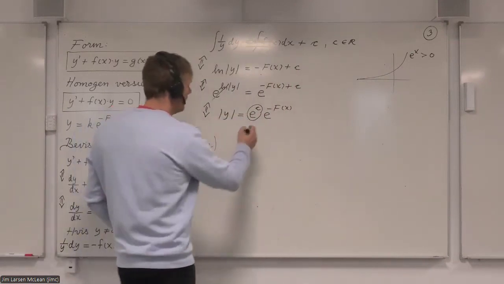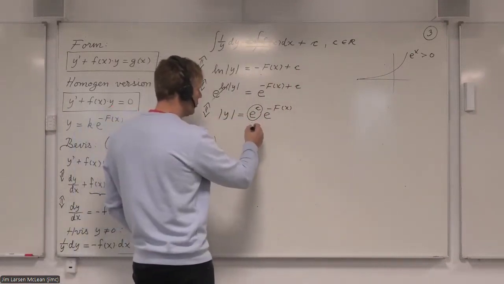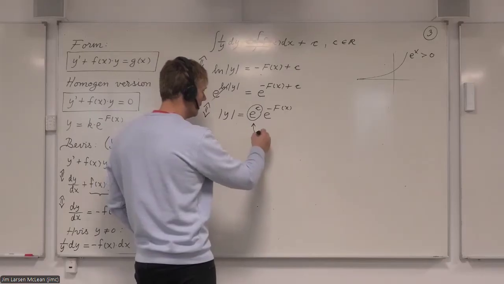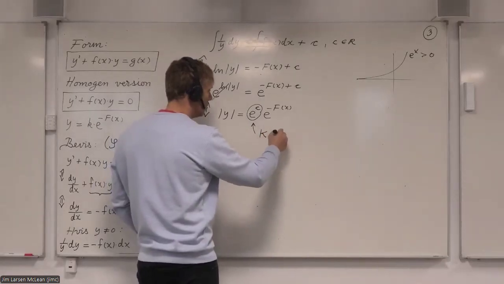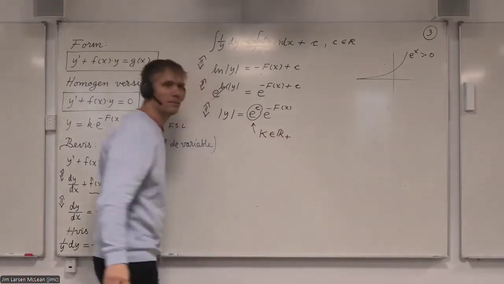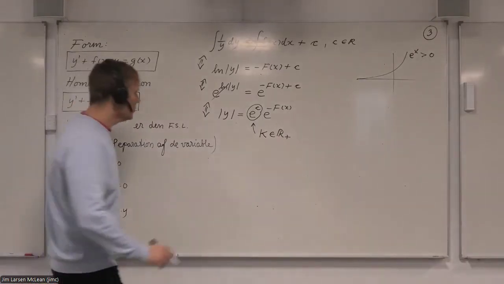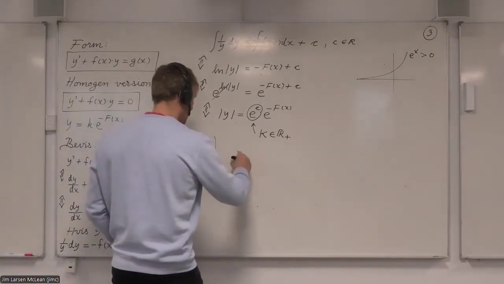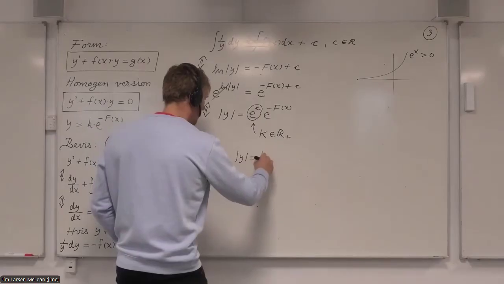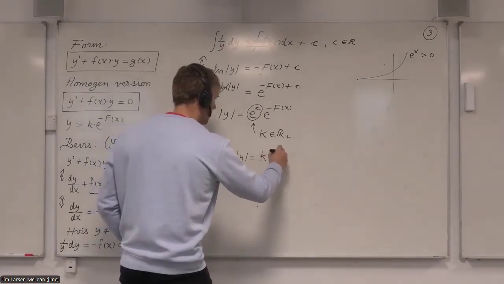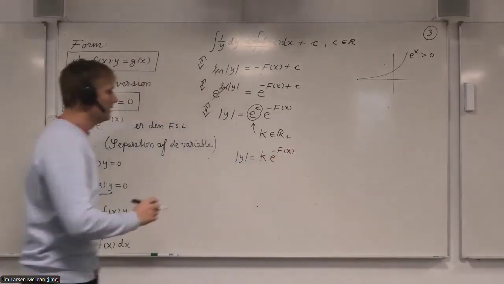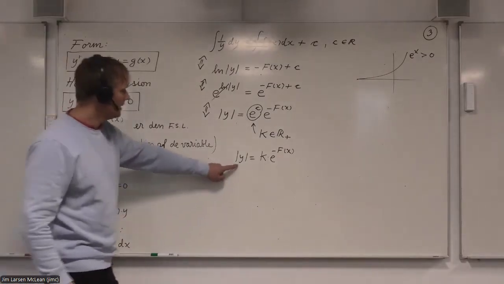Now, so this is a constant. I could call that capital K, so that's what I'll do. And I know it can only be positive. That's how you write it. So now I have that the numerical value of y is equal to capital K times e to the power of negative capital F. Now I just need to get my numerical sign removed.